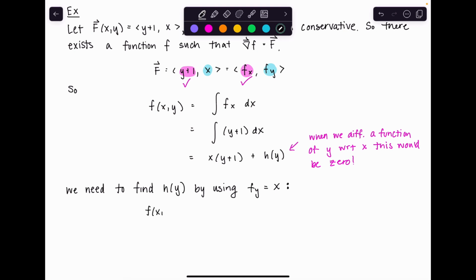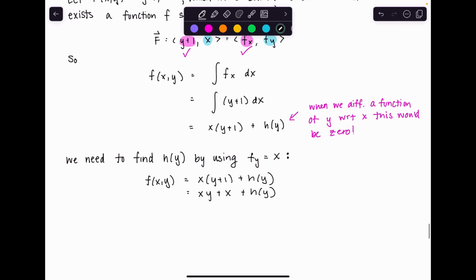So the function I found here is xy plus 1 plus h of y, which I'll distribute out: xy plus x. So if I take the derivative of this with respect to y, that gives me x plus 0, and then the derivative of this is h prime of y. So these two better equal each other.